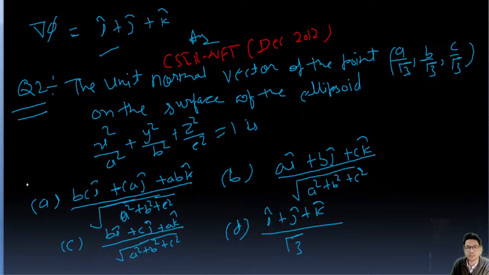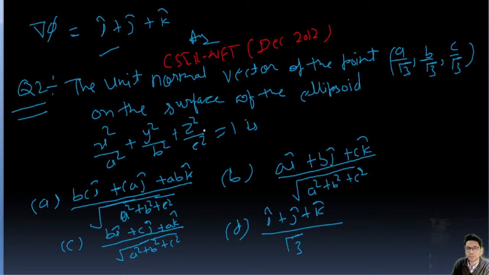So phi is given, and I would also like to tell you that these four options in this question are incorrect. None of the options is the correct one. So I will solve it, and then you will see the exact answer which is not given here. These four options are incorrect in this question which was asked in December 2012.